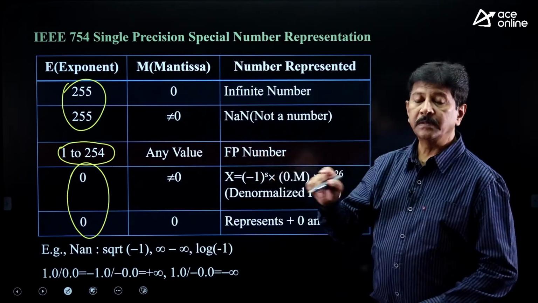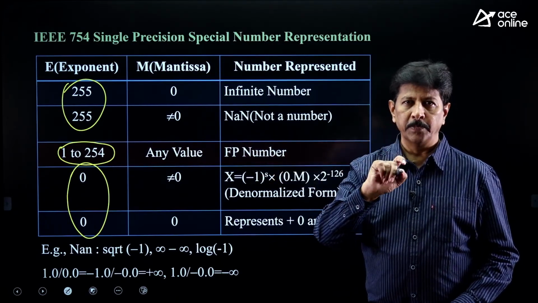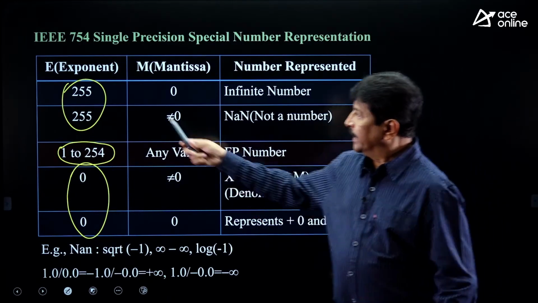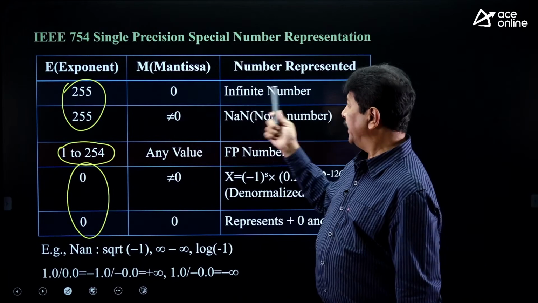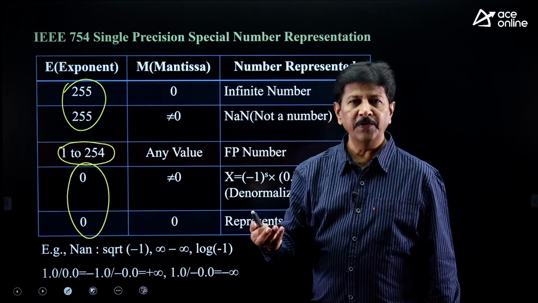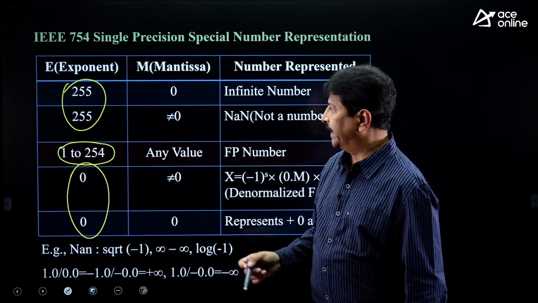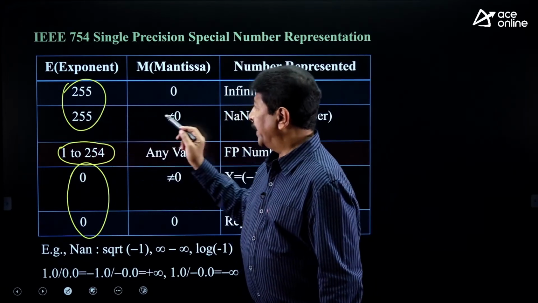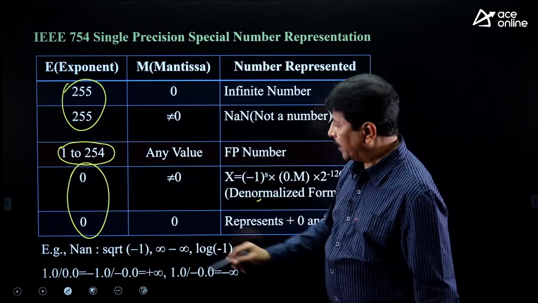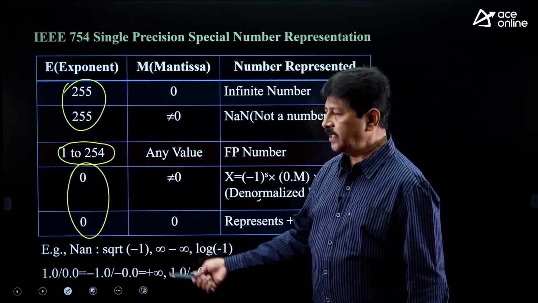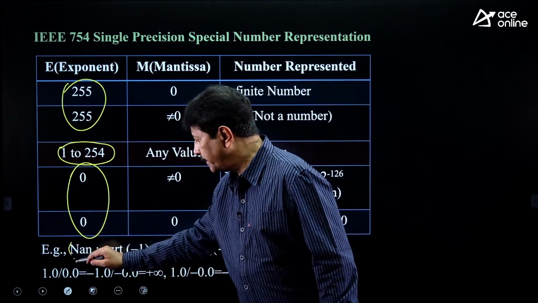So based on this, the objective questions will come. Okay, quickly let me complete. E is 255, mantissa is 0, it is an infinite number. It can be plus infinity or it can be minus infinity. Next, E is 255, mantissa is not equal to 0, it is not a number. I have written at the bottom what the meaning of not a number is.